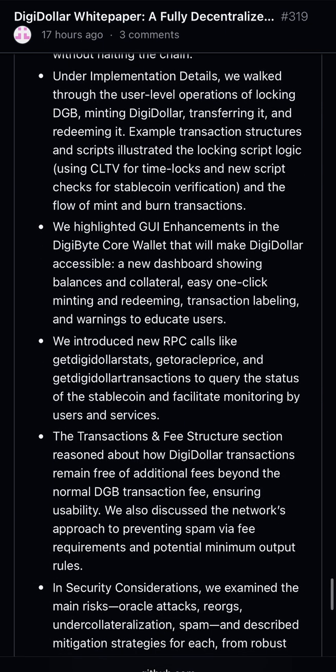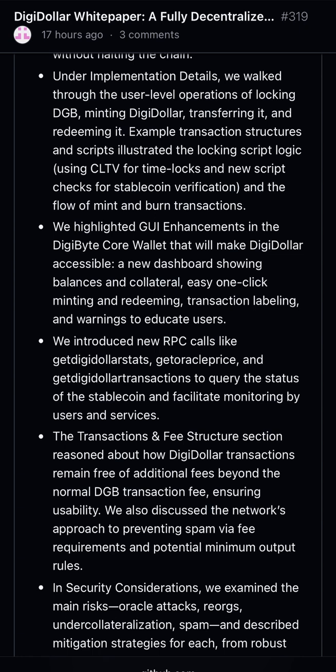Under implementation details, we walked through the user-level operations of locking DGB, minting DigiDollar, transferring it, and redeeming it. Example transaction structures and scripts illustrated the locking script logic, using CLTV for time locks and new script checks for stablecoin verification, and the flow of mint and burn transactions.